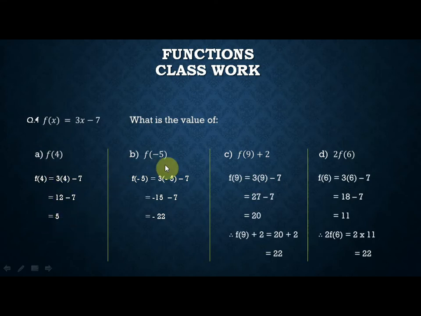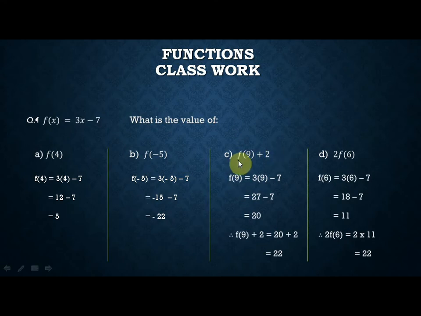Next, part b says find f of minus 5. Again we replace the value of x with minus 5. So 3 times minus 5 minus 7 is minus 15 minus 7, which is minus 22. So we got the answer. This is the input, and when you get the answer, this is the output. You use the value of minus 5 and the function gives you the answer, minus 22.